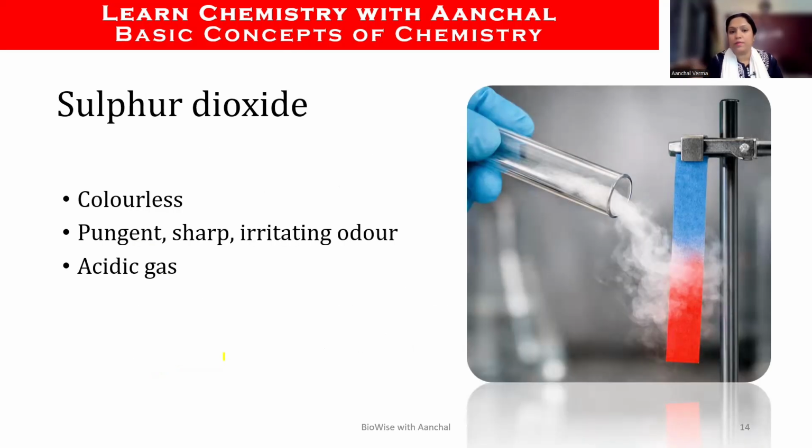Sulfur dioxide. A colorless gas with a sharp, pungent, irritating odor. Sulfur dioxide is a very important gas because it causes acid rain. In acid rain, we have studied that oxides of sulfur and nitrogen cause acid rain. So this sulfur dioxide reacts with the moisture present in your nose and produces an acid like sulfurous acid that gives you an irritating feeling in the nose. That is, it has a pungent, sharp, irritating odor, and it is an acidic gas.